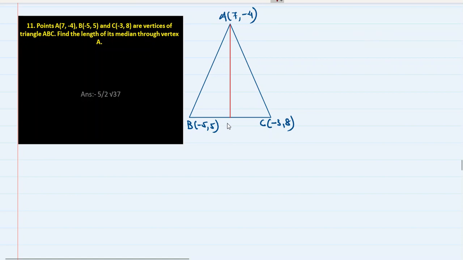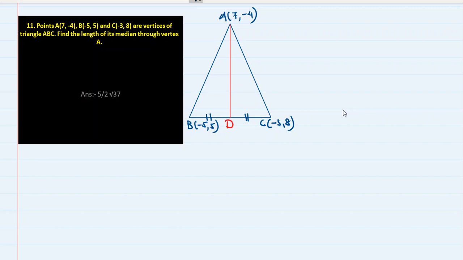Okay, so let's say AD is a median. So what is a median? A median is a line drawn from a vertex to the opposite side to bisect the opposite side. So AD bisects BC. That means AD divides BC into two equal parts, that is BD is equal to DC. So AD is a median, right?